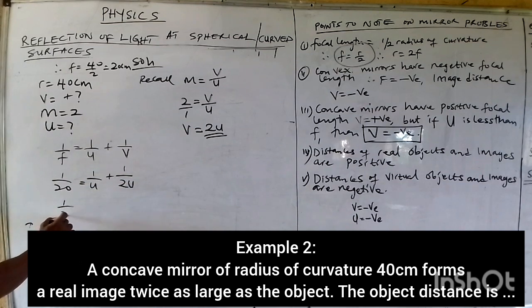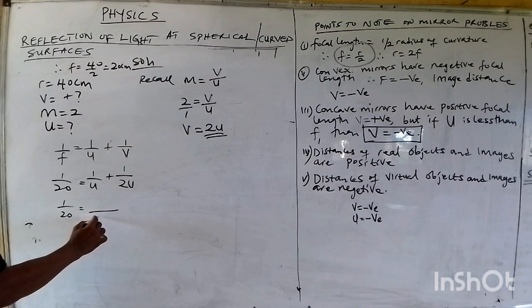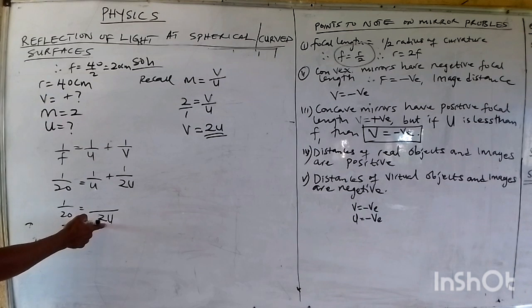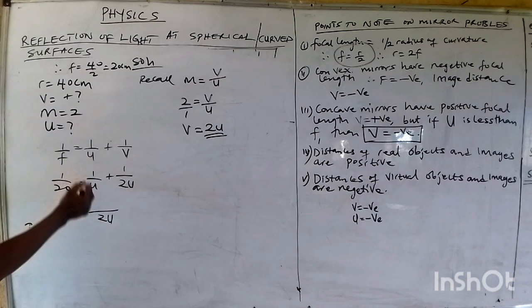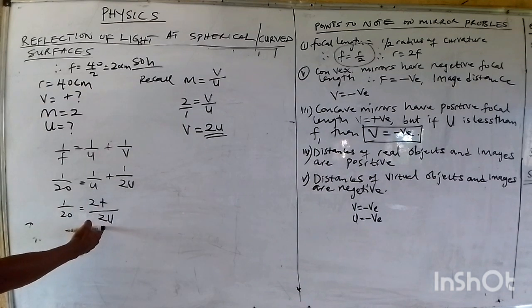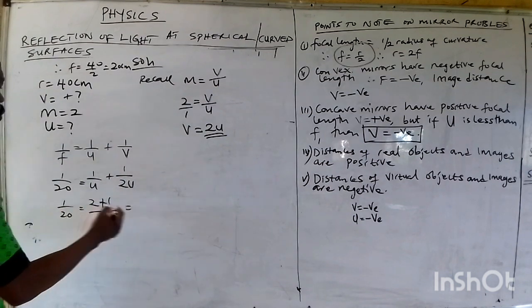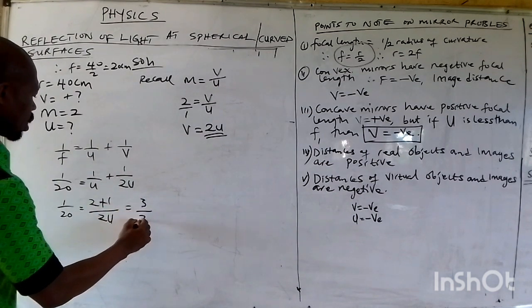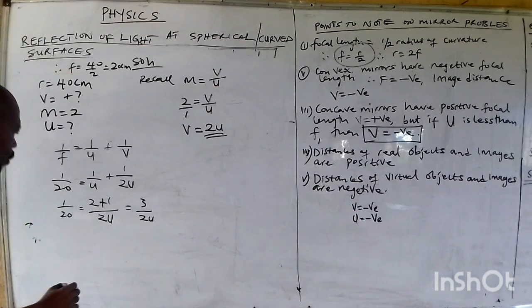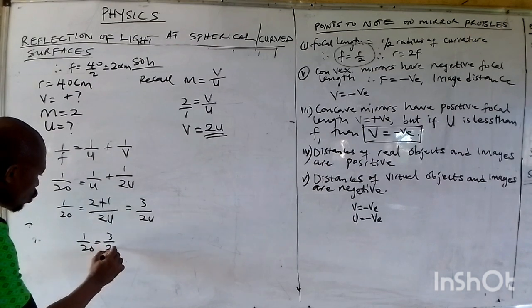We say 1 over 20 is equal to, the LCM of U and 2 is 2U. U into 2U gives us 2, 2 times 1 is 2, plus 2U into 2U gives us 1, 1 times 1 is 1, which gives us 2 plus 1, 3, all over 2U. So 1 over 20 is equal to 3 over 2U.